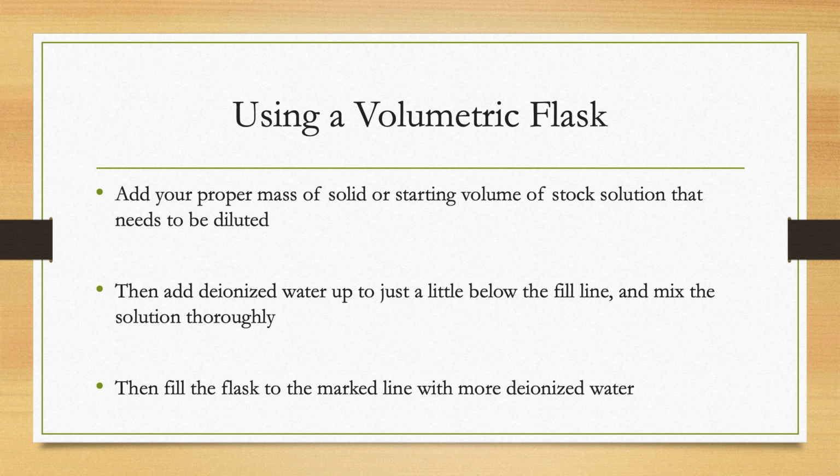It's got a really tall neck with a mark somewhere in the middle of it, and that mark is exactly the volume of that flask. So if you have a 100 milliliter volumetric flask and you fill it to that line on the neck, that's exactly 100 milliliters. These things are extremely accurate.